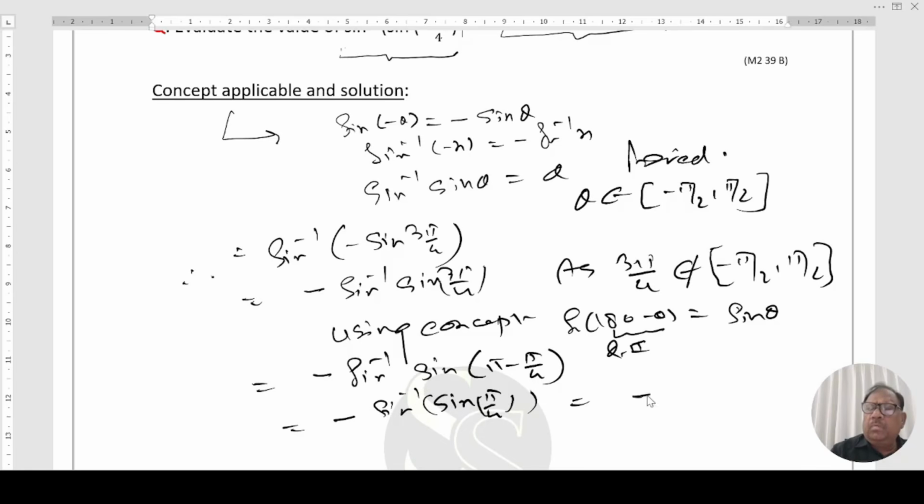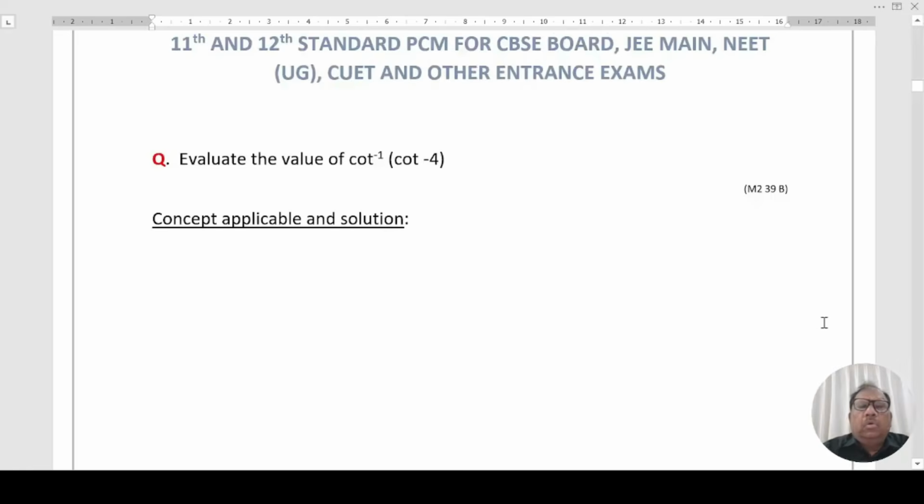This comes out to be just minus pi by 4. This is the answer. Next question. Question is, evaluate the value of cot of inverse cot minus 4.